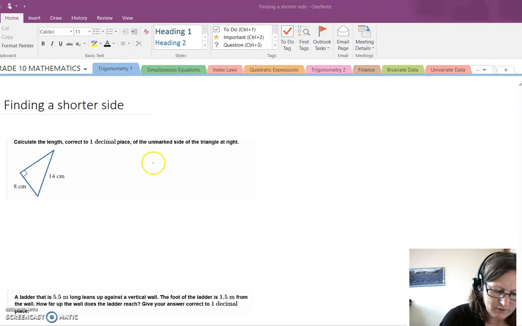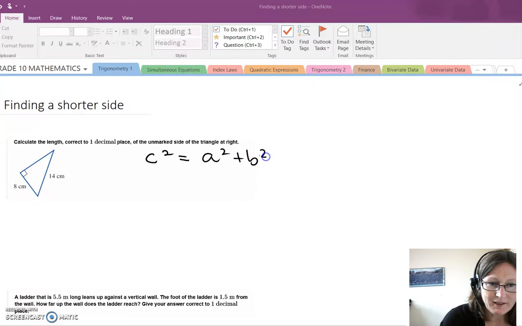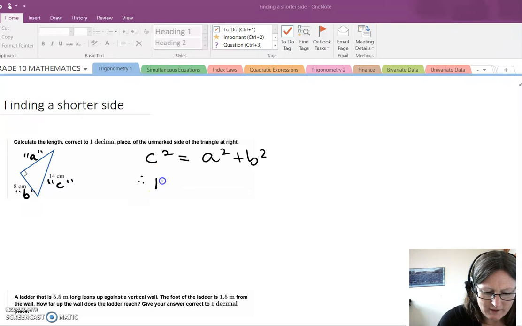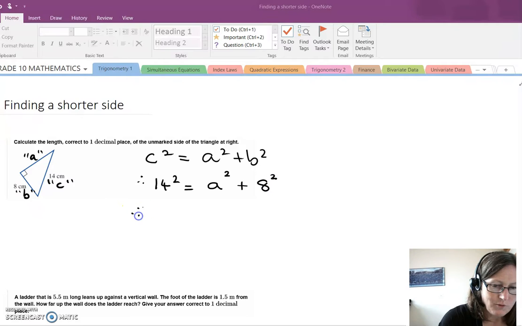This example here, let's write Pythagoras' theorem, c squared equals a squared plus b squared. Labelling our triangle, the hypotenuse is always C. The other sides doesn't really matter. Let's call this one A and this side B. So substituting in, C is 14, so 14 squared equals, keep it as A squared because we're trying to find A, and instead of B we write 8 and we square that. 14 squared is 196 equals A squared plus 64.